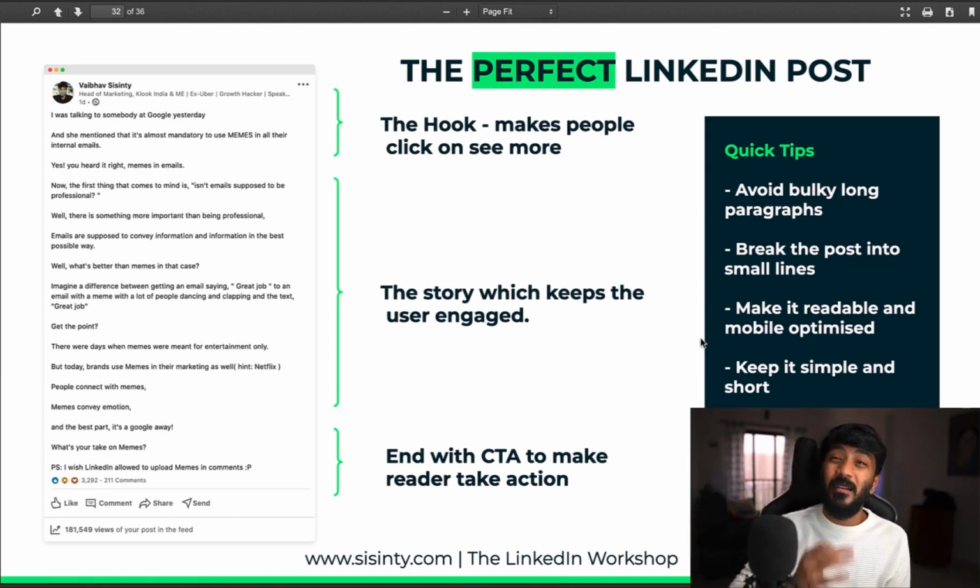And finally, be authentic. Don't just copy other posts because a post did well for someone else. Don't just copy paste stuff. Please be authentic. Don't sell your soul for a bunch of likes and comments. It's not worth it. All right. That, my friends, is a perfect LinkedIn post.